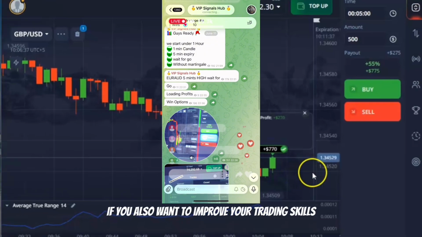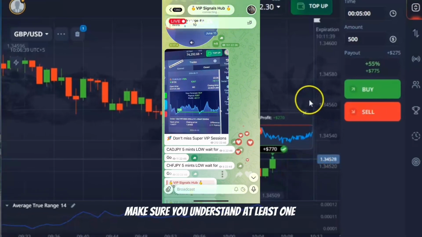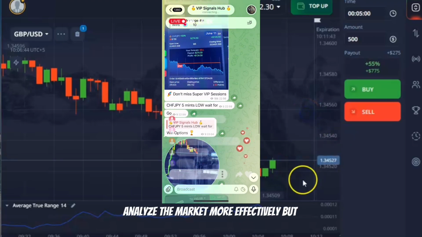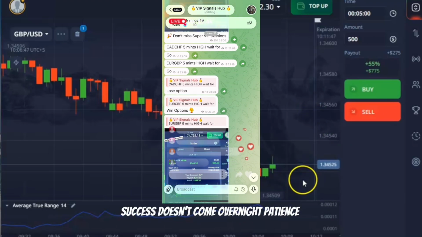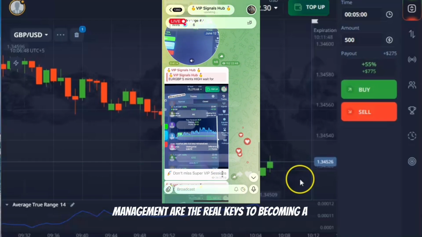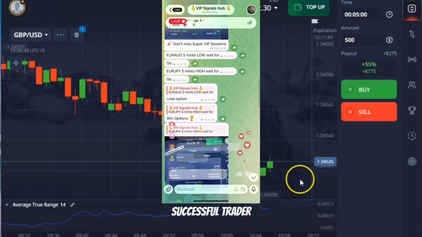If you also want to improve your trading skills, make sure you understand at least one indicator properly. Indicators can help you analyze the market more effectively, but success doesn't come overnight. Patience, discipline, consistency, and proper risk management are the real keys to becoming a successful trader.